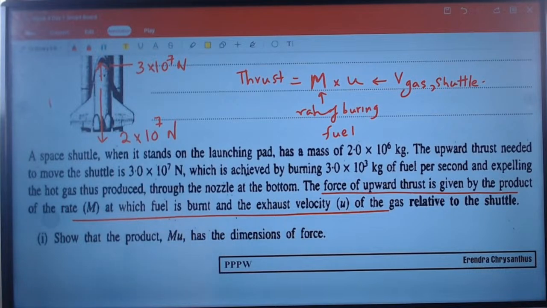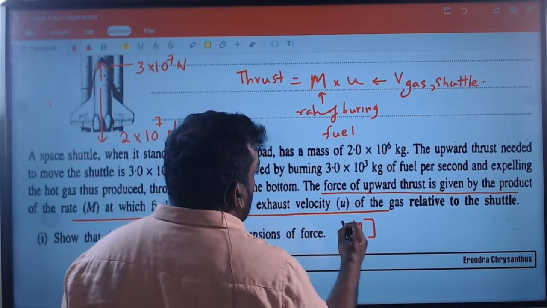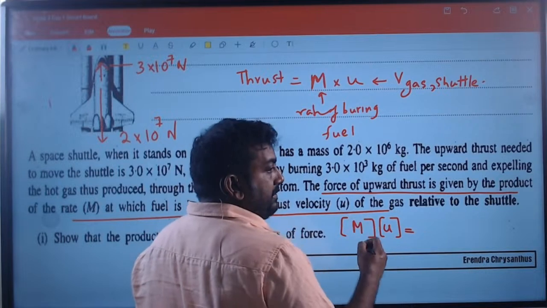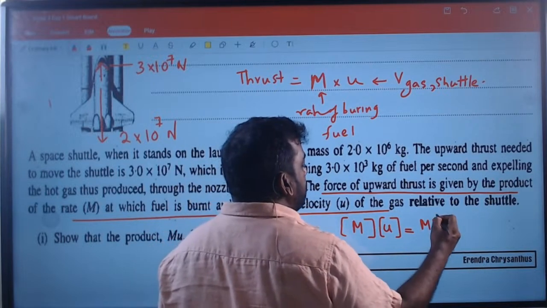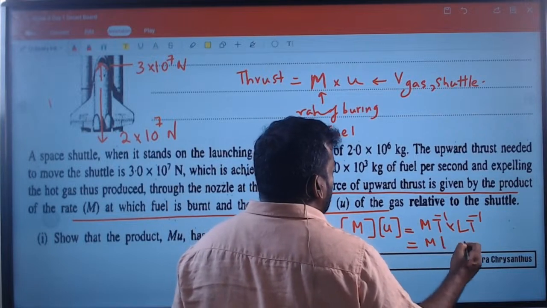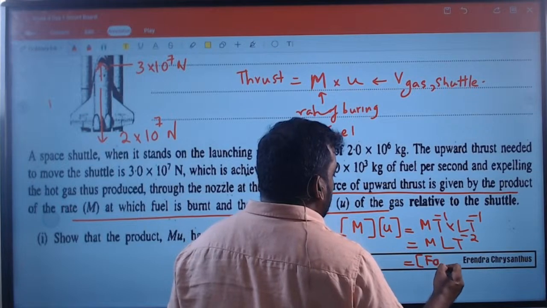Right. Show that the product Mu has dimensions of force. Mu: M is mass divided by time, MT to the power minus 1. Velocity is LT to the power minus 1. That is going to be MLT to the power minus 2. This is the dimensions of force.